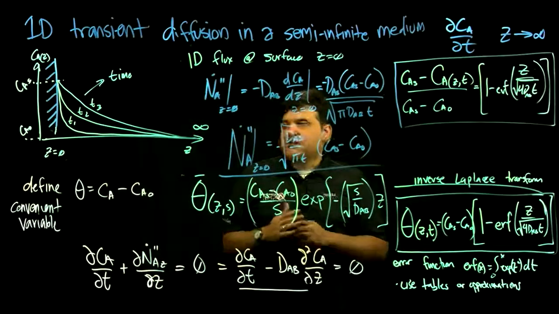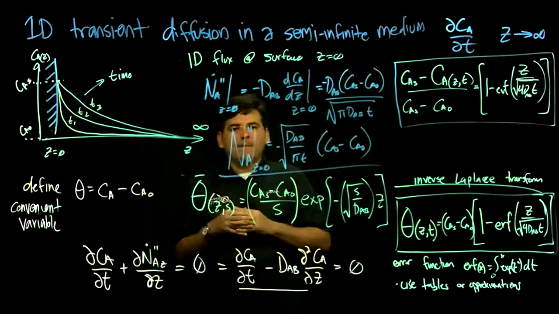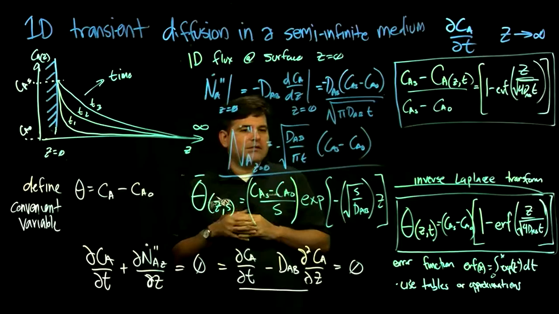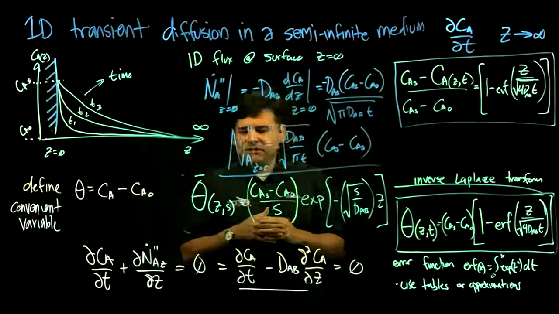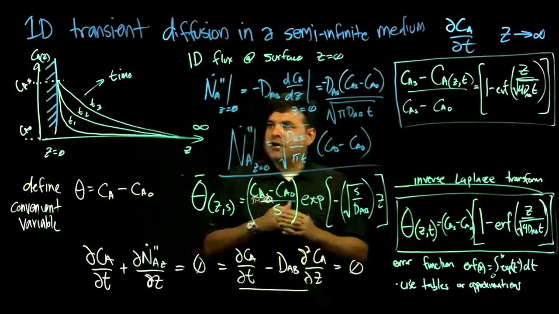So that is an example of a specific mass diffusion problem, and we'll apply some examples like this over time as well.